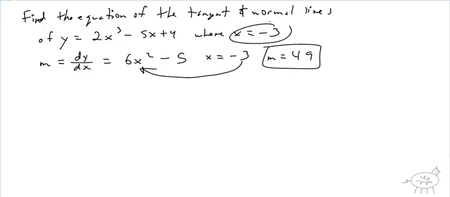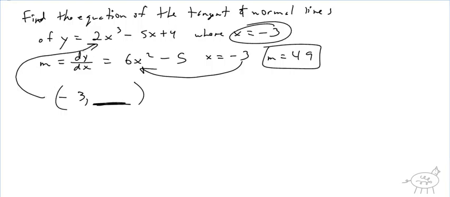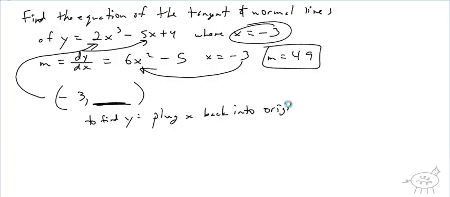And in order to come up with an equation, I need an x and y coordinate. Well, I have x equals negative 3, and I need my y coordinate. And what do you plug that into? Guys, you have to plug it back into the original problem. To find y, plug x back into the original equation. That's so huge. Because, guys, if you plug it back into the derivative, what do you think you're going to get? 49. You're going to get the exact same number.